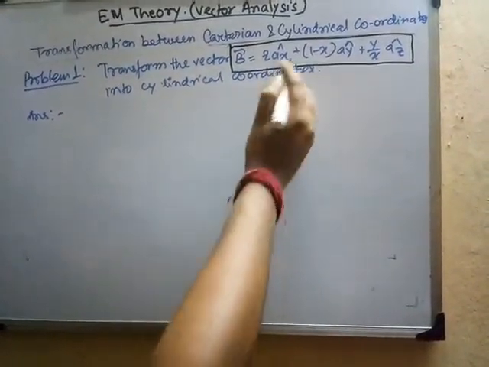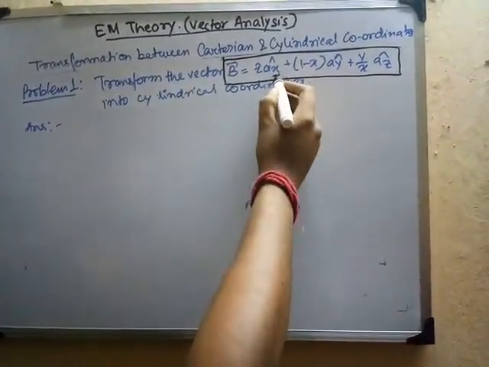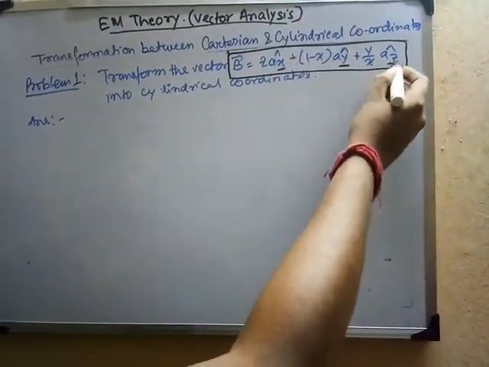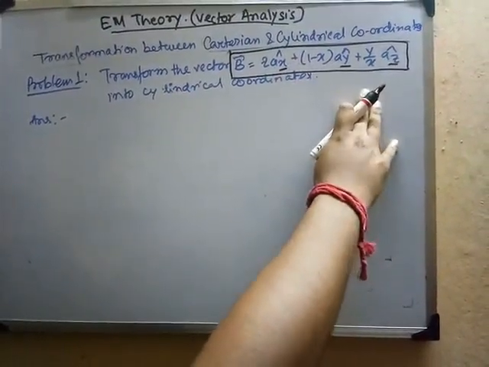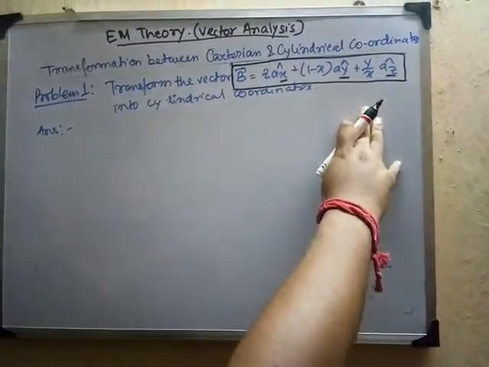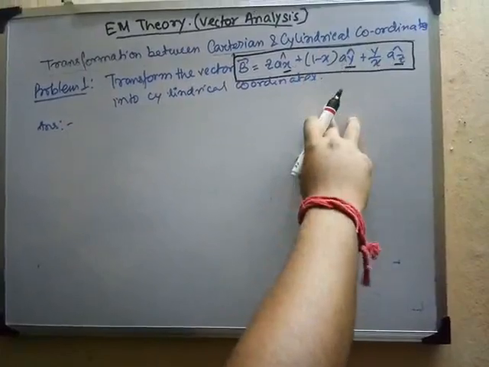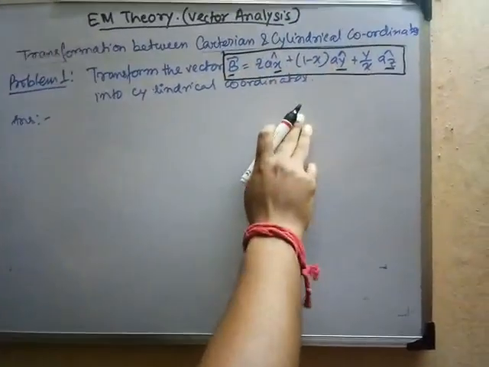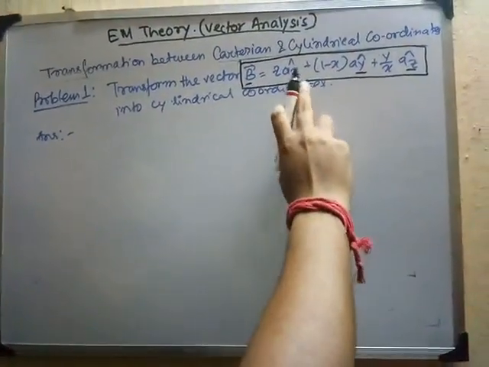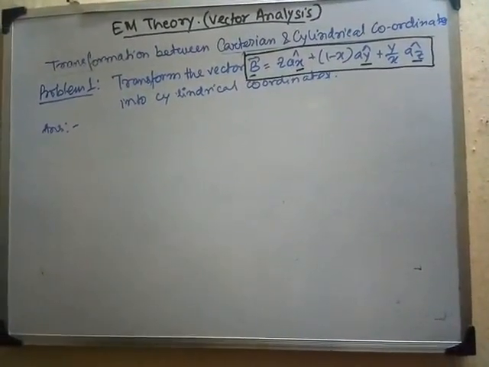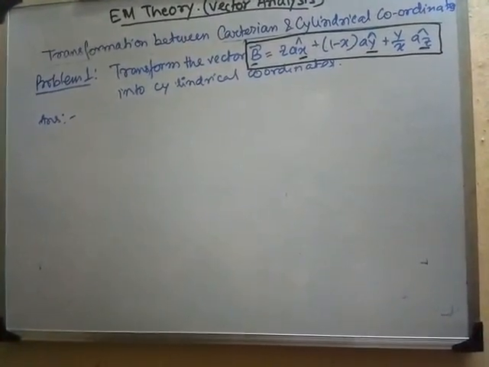As you can see, the spatial coordinates are x, y and z, so you can easily understand this is in the Cartesian coordinate system. Now your job is to transform this vector B into the cylindrical coordinate system, that is in terms of rho, phi and z. Let us see how to do this kind of problem.